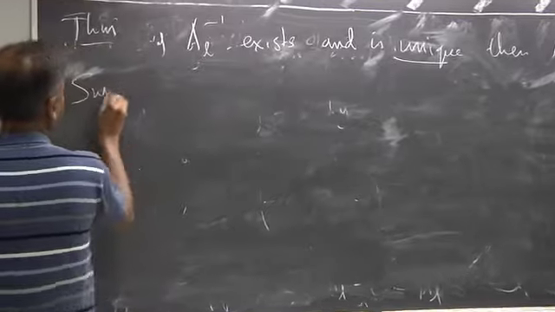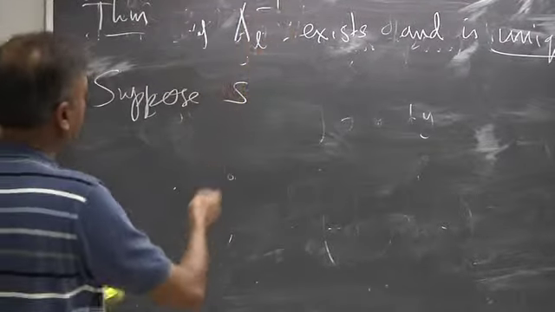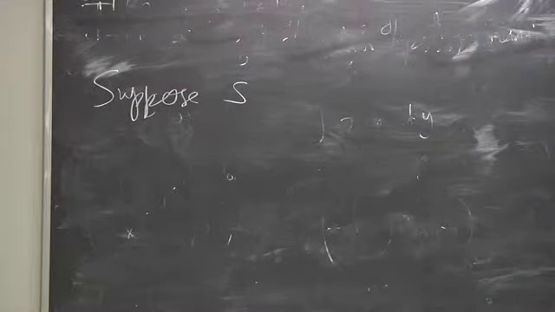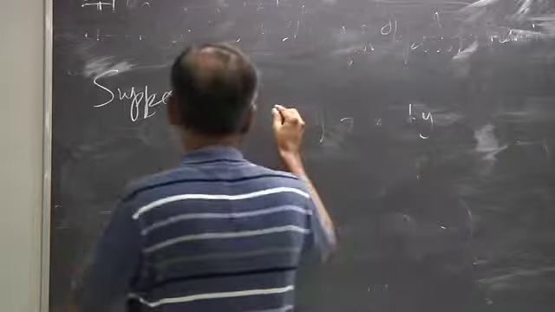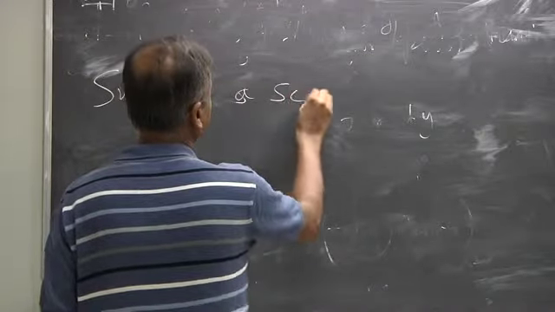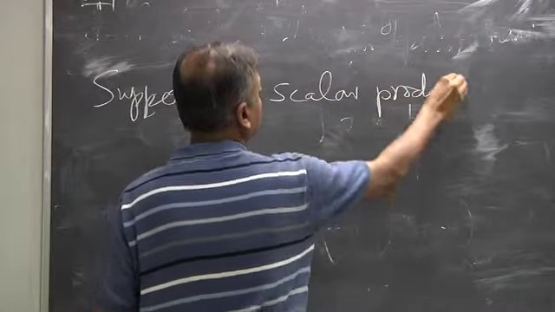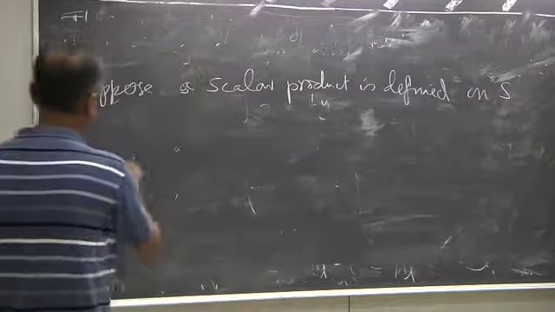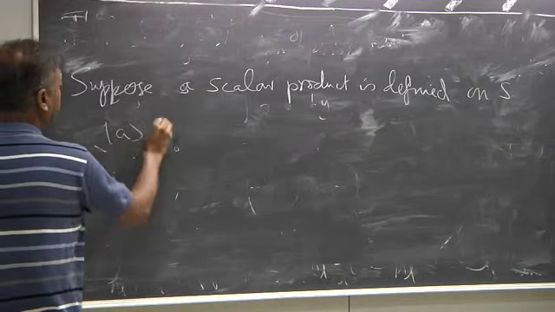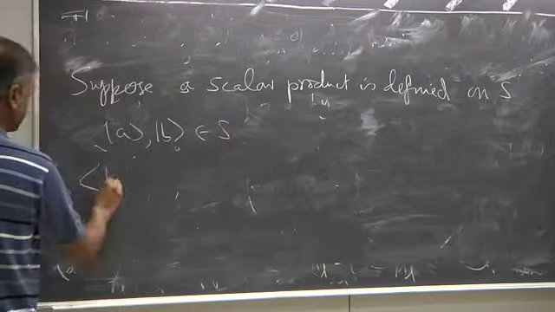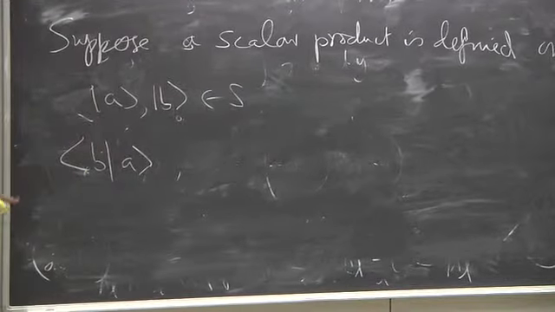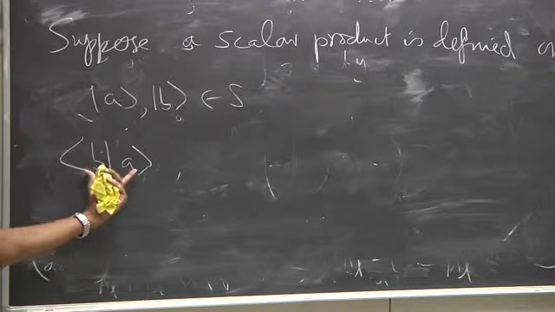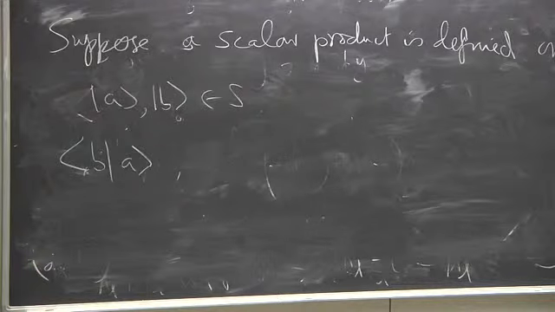Suppose S is the vector space where all these operators are acting. Suppose a scalar product is defined on S. What it means is that for any two vectors A and B belonging to S, we have a definition of the scalar product, which satisfies all the conditions of a scalar product. This is some real or complex number, depending on whether it's a real or complex vector space, satisfying those conditions that I defined earlier.